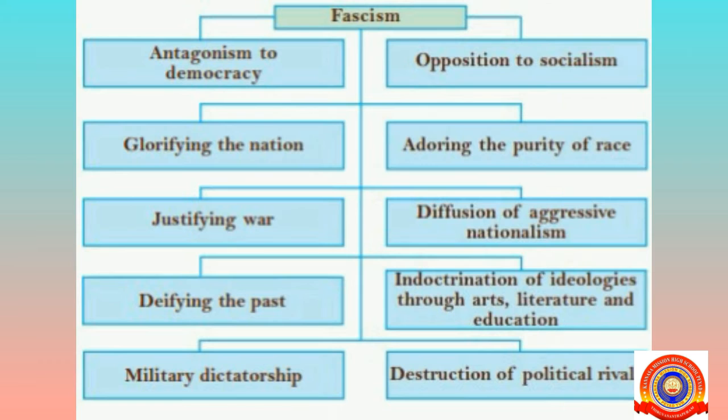Look once again, what were the features of fascism? Antagonism to democracy, glorifying the nation, justifying war, defying the past, military dictatorship, opposition to socialism, adorning the purity of race, diffusion of aggressive nationalism, indoctrination of ideologies through arts, literature, and education, and destruction of political rivals.